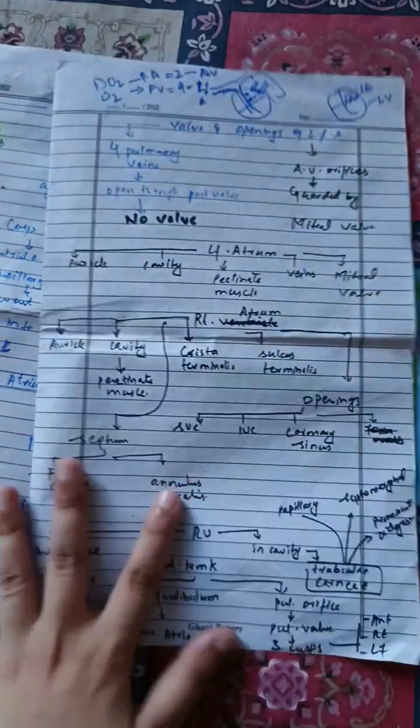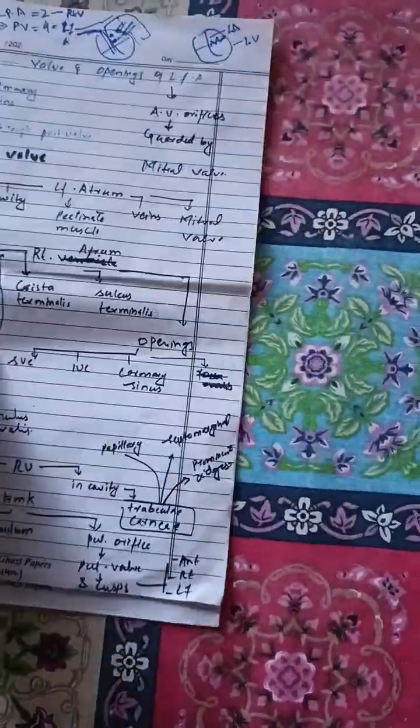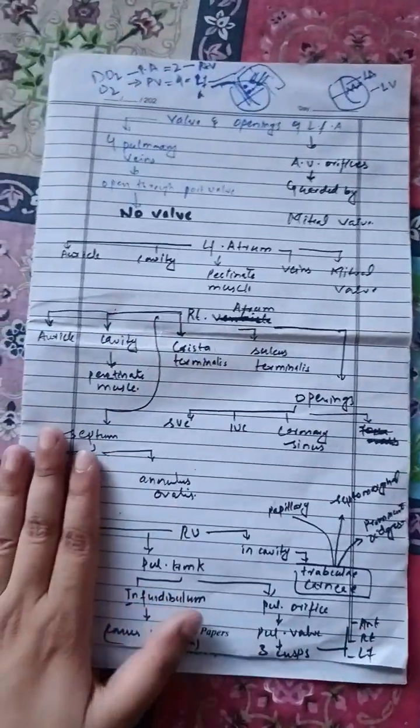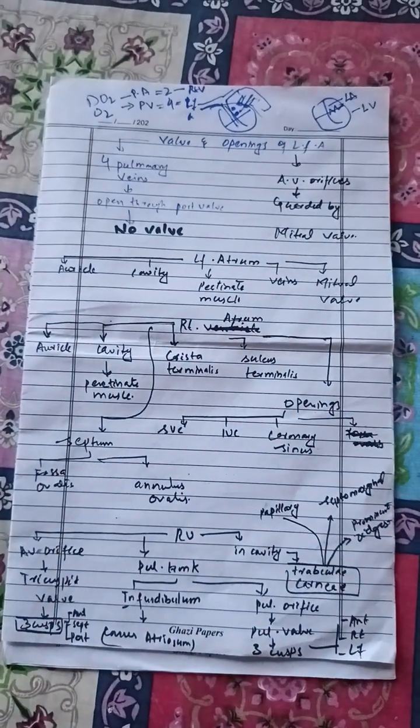This was all about the heart anatomy. In the next lecture we will discuss the arterial supply and the blood supply of the heart.